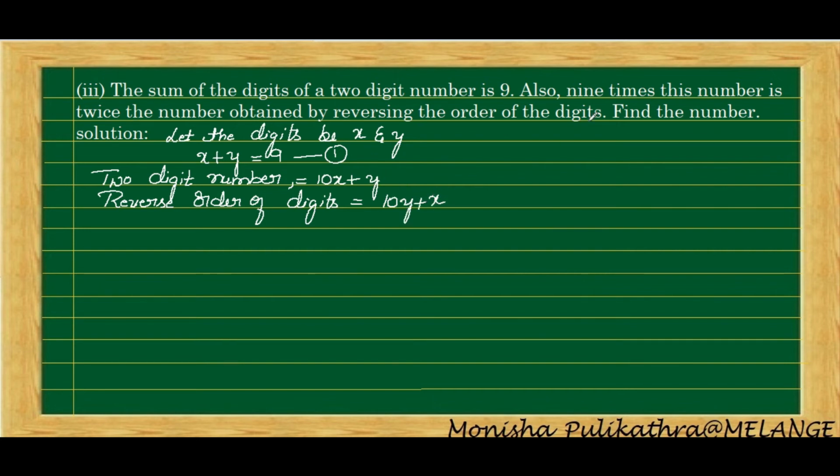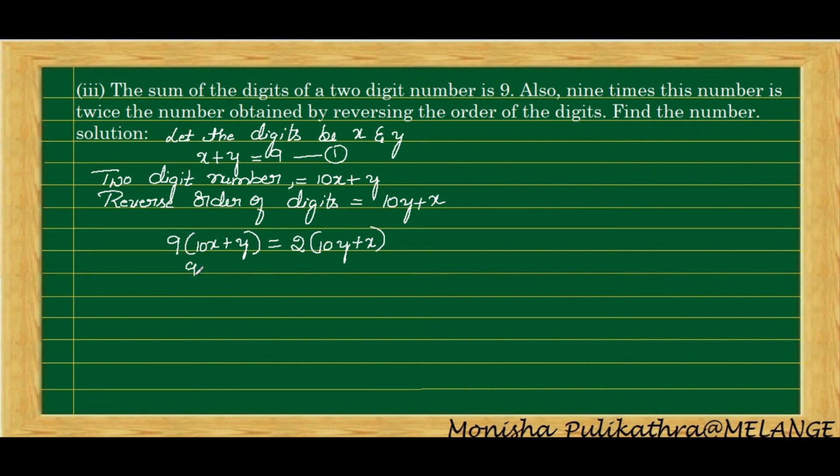Next, what they have given: 9 times this number is twice the number obtained by reversing the digits. Twice means 2 times. So this is the equation. Now we need to simplify this equation.